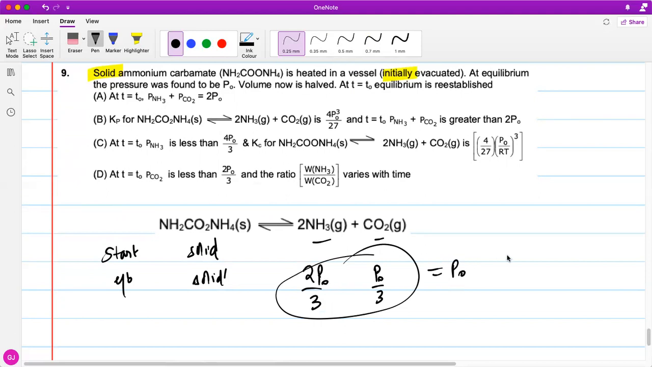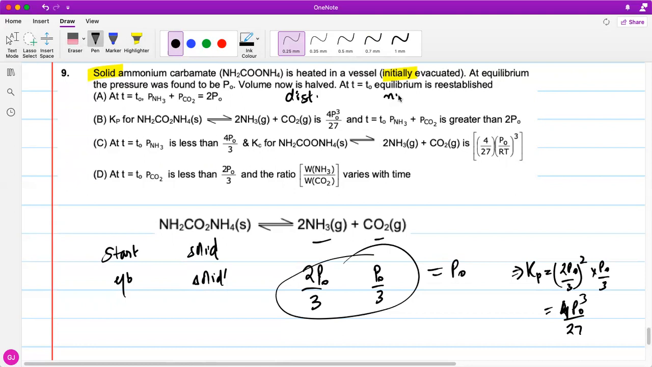Now, based on this, you can get the value of Kp. Kp will come out to be (2 P naught upon 3) whole square into (P naught upon 3), which is 4 P naught cube upon 27, right? So a Kp value of 4 P naught cube upon 27 is definitely something to look for in the options. Now, it says the volume is halved. Right? So it's a disturbance that is happening over here.